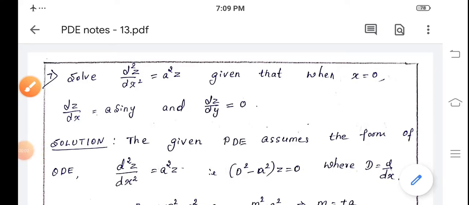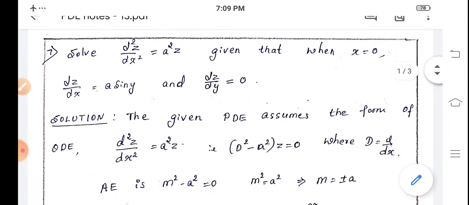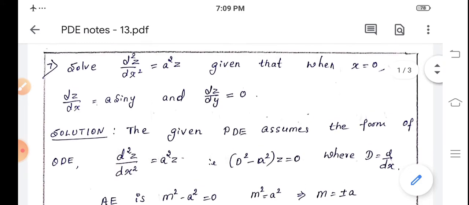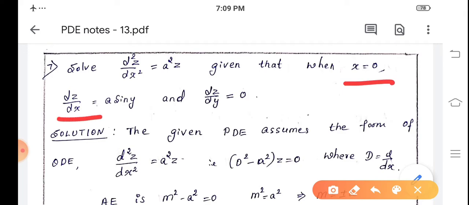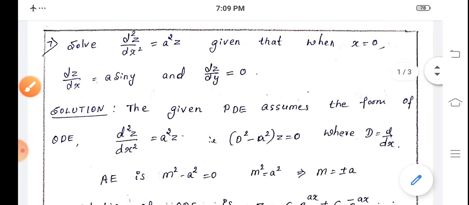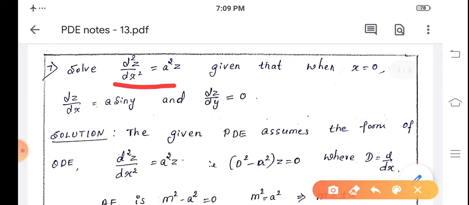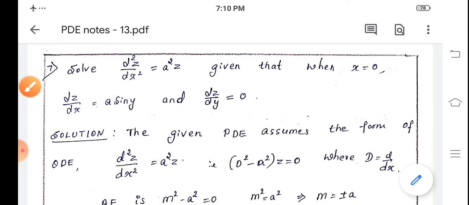Students, in this video lecture, we shall continue with the problems on solution of homogeneous partial differential equations involving derivatives with respect to one independent variable only. Question number 7 is: solve ∂²z/∂x² = a²z, given that when x = 0, ∂z/∂x = a sin y and ∂z/∂y = 0. The given partial differential equation is ∂²z/∂x² = a²z.